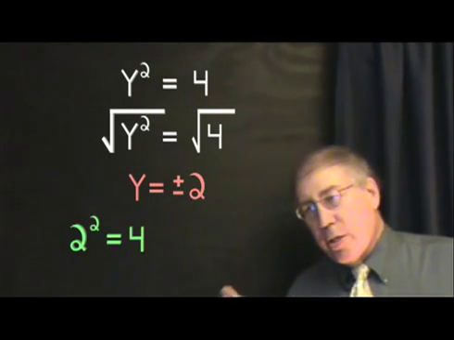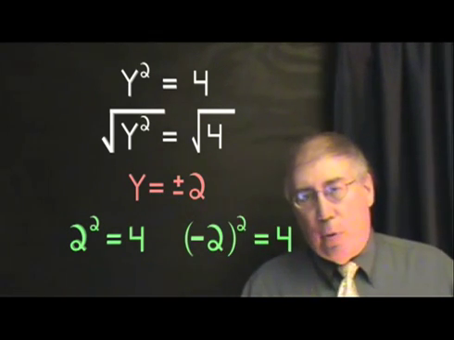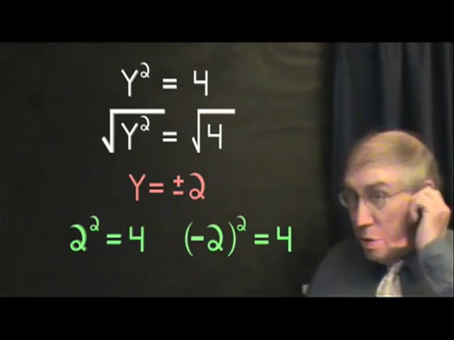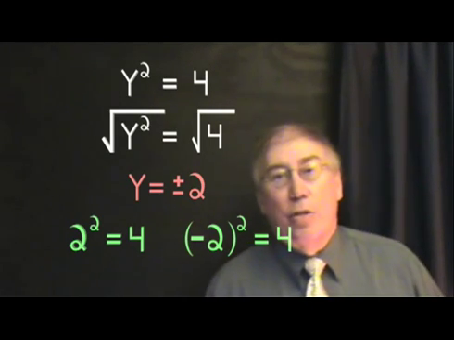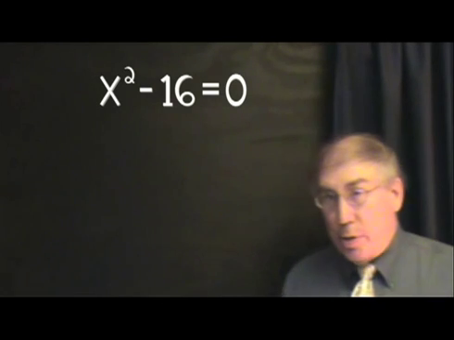You see, you can substitute either a plus 2 or a minus 2 back in for y, and you'll get what's on the right hand side. In this case it's 4. So that's the general strategy that we're going to be using here.